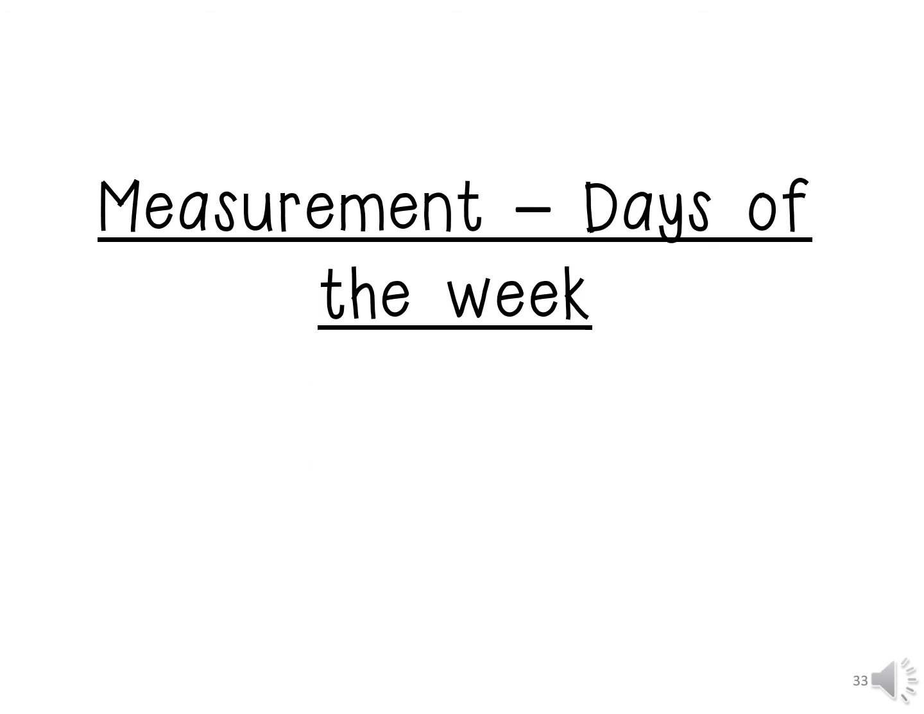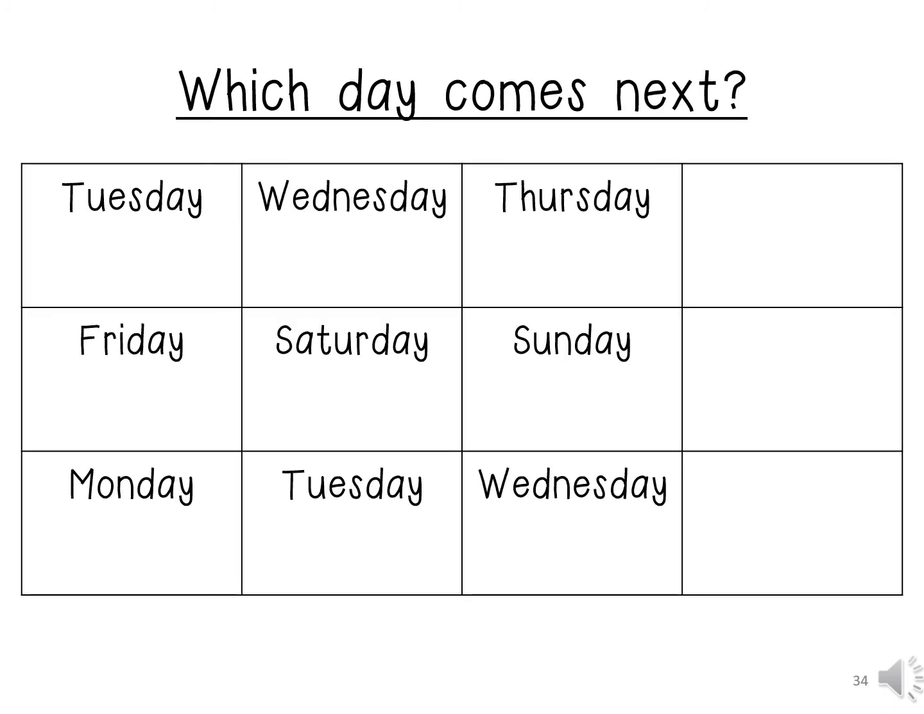Now we will be doing measurement, days of the week. It says which day comes next. Let's read. Tuesday, Wednesday, Thursday. We need to find out which day will come next. The next one. Friday, Saturday, Sunday. And the last one, Monday, Tuesday, Wednesday.